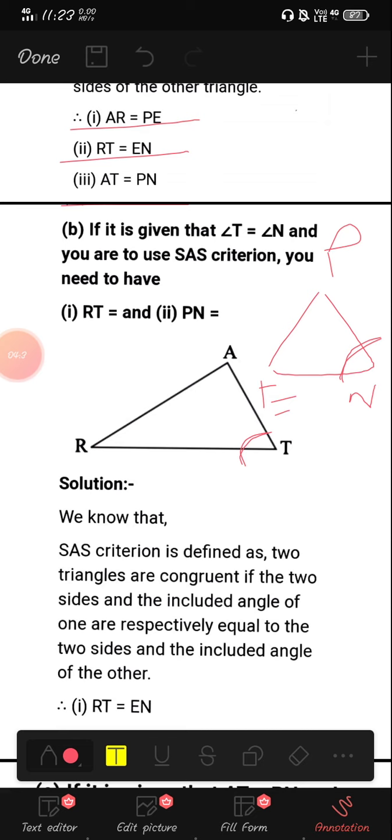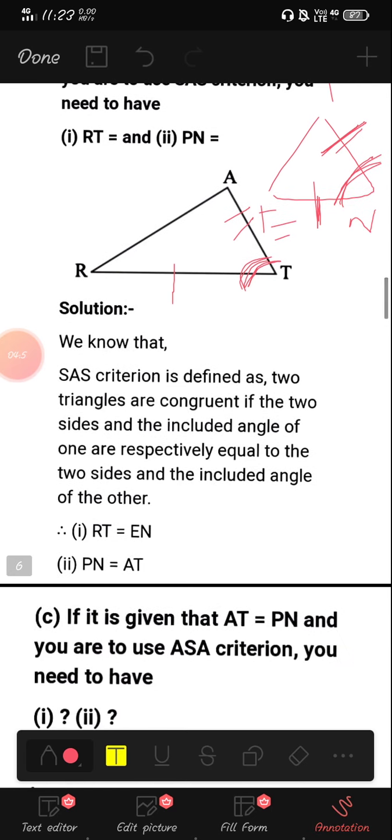So we know about the included angle, so we can easily find the two sides which are having this included angle. These two sides must be PN and EN, and in triangle ART, these two sides must be AT and RT. So we can see that AT is equal to PN and RT is equal to EN. देखिए RT इज इक्वल टू EN एंड PN इज इक्वल टू AT.